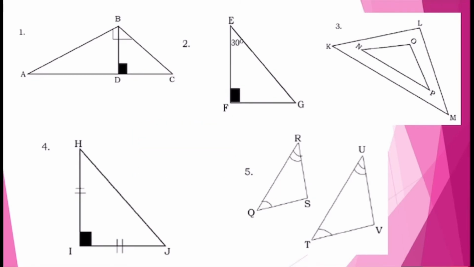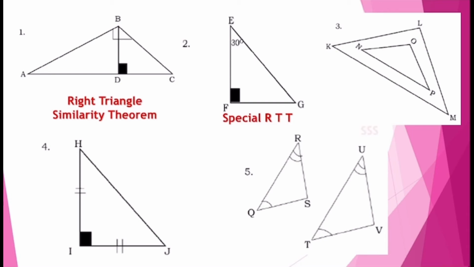Time's up. So now, let's check your answer. For number 1, the answer is right triangle similarity theorem. For number 2, we have the special RTT or the special right triangle theorem. For number 3, we have the SSS congruence postulate. And for number 4, we have the SAS. And for number 5, we have the AA.